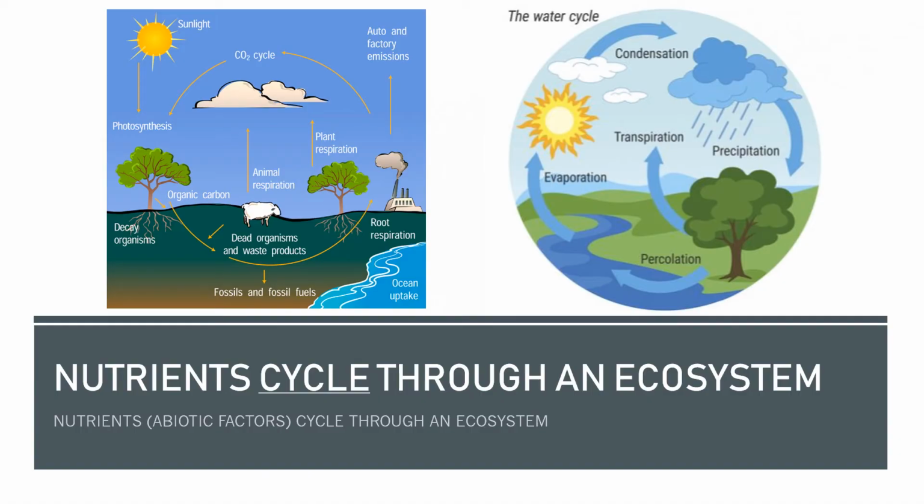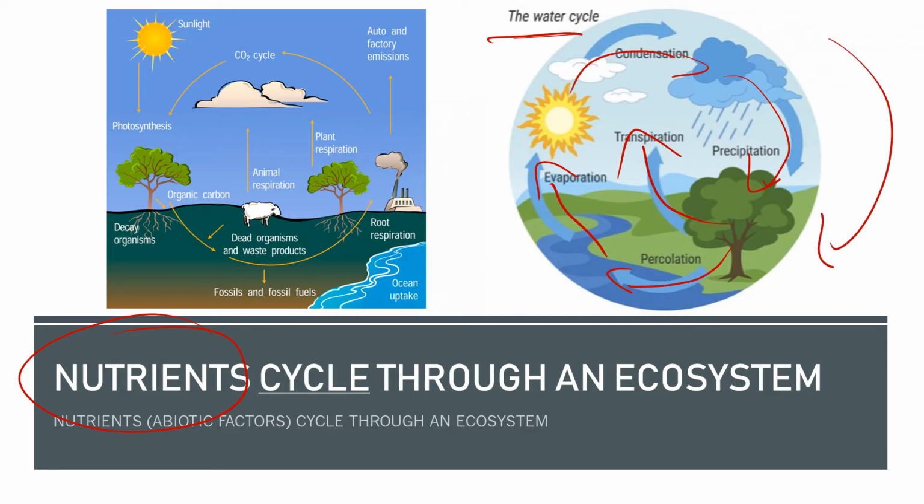All right, so when we start talking about nutrients versus energy in an ecosystem, we have two different things. Nutrients are going to cycle through an ecosystem. So you guys have heard of the water cycle, of course, where water rains down, it goes into trees, it comes out of plants by transpiration, it goes into the water percolation, it evaporates, it condenses, and it goes back in. So you have your water cycle here.